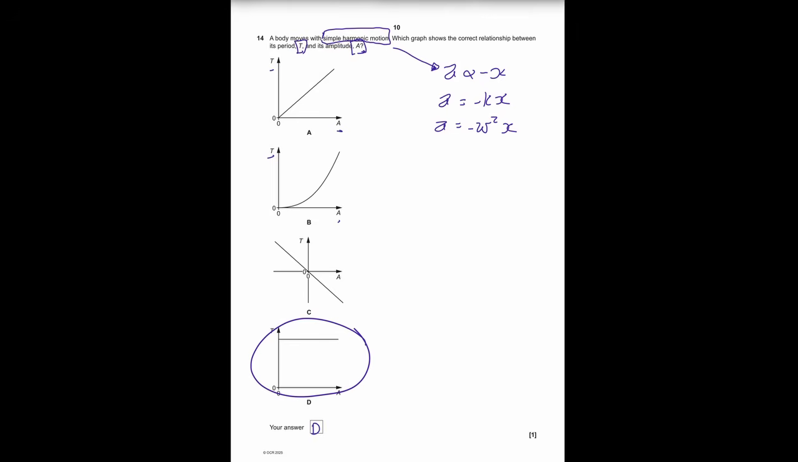Now, I made a little note when I was doing this on the paper to say, just look out for this trick, basically, because it is something that they like to do, testing in a sneaky way: do you know that time period and amplitude are independent of each other? So look out for it in the real exam.